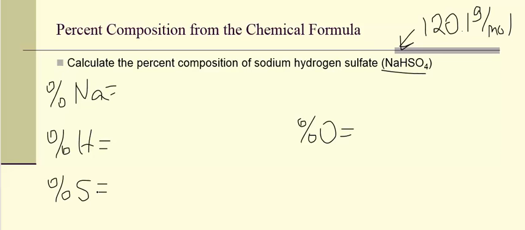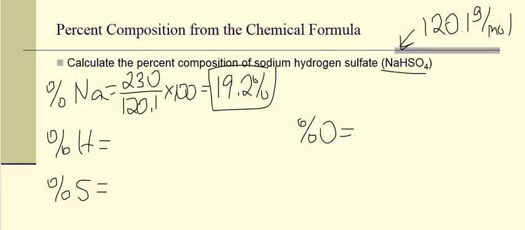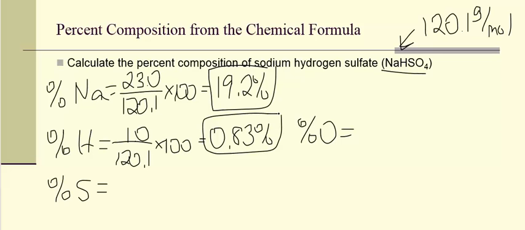For sodium, I'm going to take the mass of sodium. There's only 1 sodium. Mass is 23 from the periodic table, divided by the total. So percent sodium comes out to 19.2%. Hydrogen, I have 1 hydrogen. Mass is 1 divided by the total. So percent hydrogen by mass, 0.83. Sulfur, 1 sulfur. Mass of sulfur is 32.1 divided by the total. Percent sulfur is 26.7.